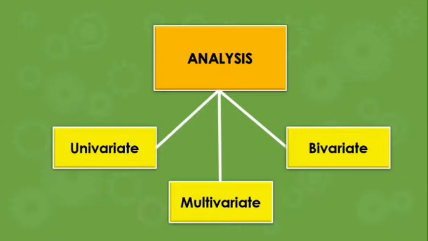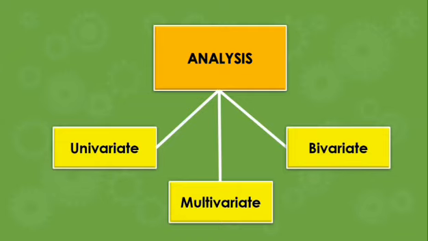Now, there are three ways of analyzing our data. First, we have univariate. Second, we have bivariate. And third, we have multivariate. When we say univariate, this is the simplest form of analyzing data.